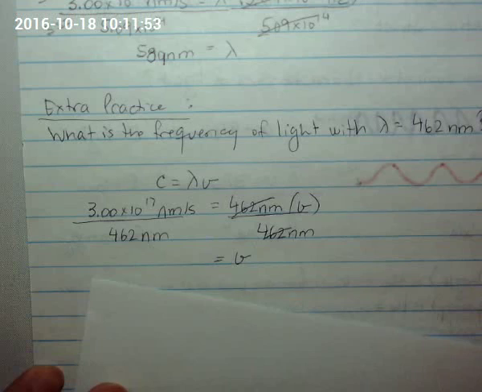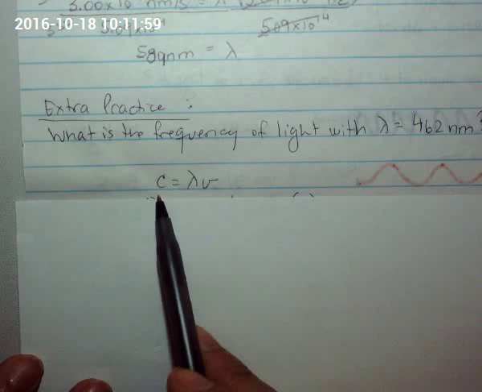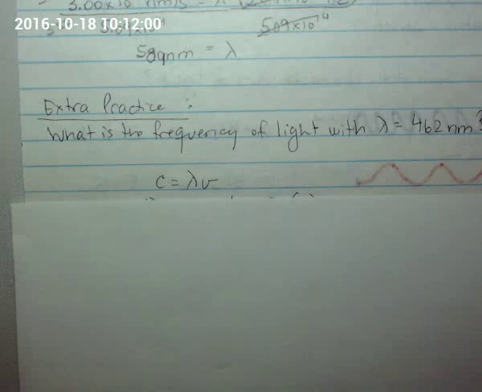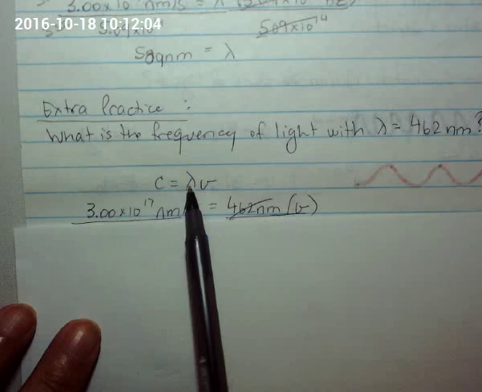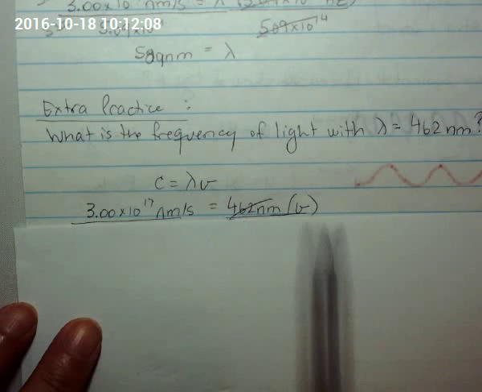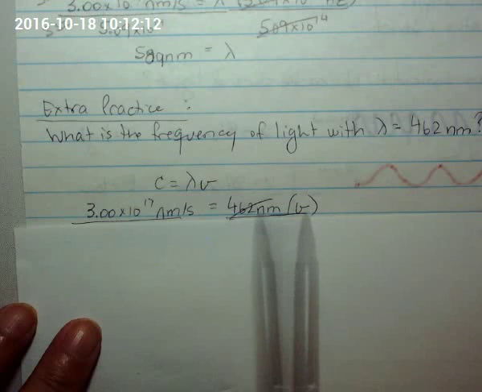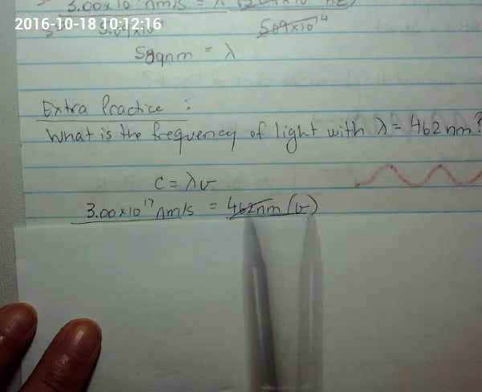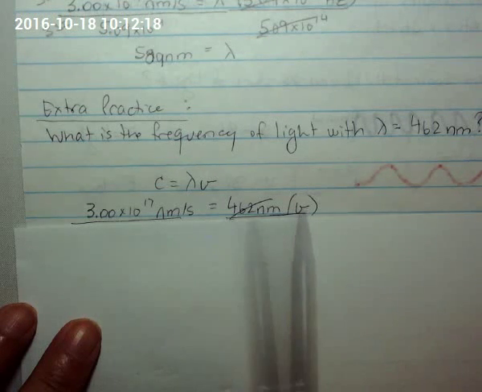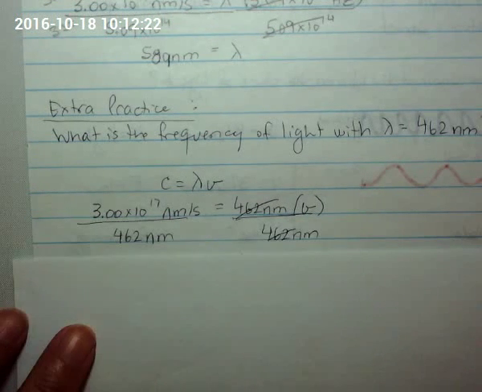All right, so you start by writing the equation, c equals lambda nu. We know what c is. It's a number that you memorize. You substitute it in. You know what lambda is. It's in the question. It's 462. You substitute that in. Nu is what you don't know. So right now, as written, I'm multiplying these two variables. To undo that and get nu by itself, I would have to divide both sides by 462.